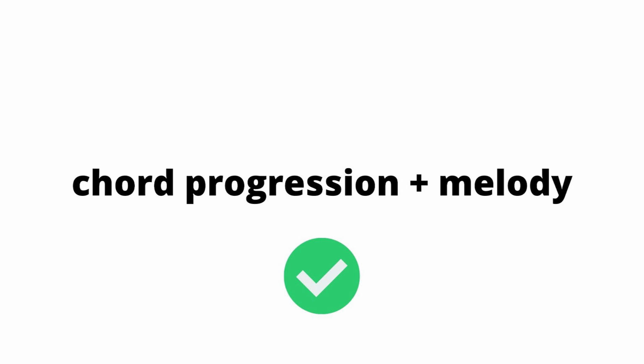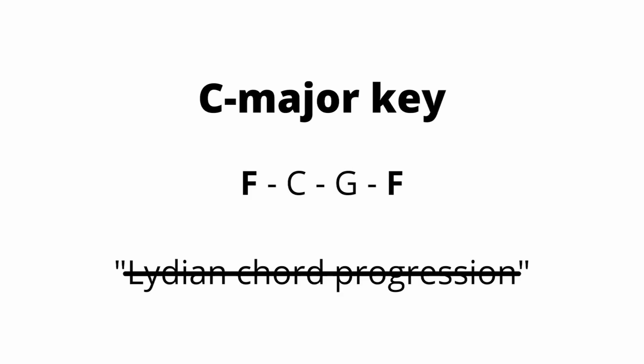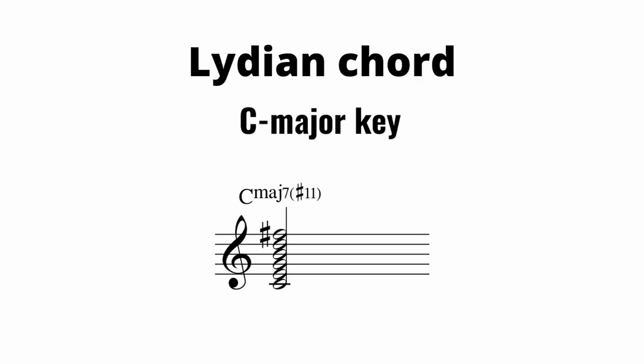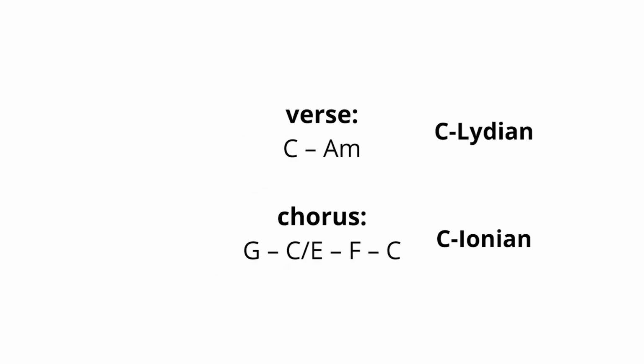Just because a chord progression starts with the 4 and 5 of the major key, like the chords F major and G major in the key of C major, it doesn't necessarily mean that the song is in Lydian mode. However, you can create a Lydian sound by using the note F sharp on the tonic 1 chord. One technique is to use a C Lydian mode in the verse, with the sharp 11 chord, and a C Ionian mode in the chorus. This creates a contrast between the parts, which is a common tool in songwriting.